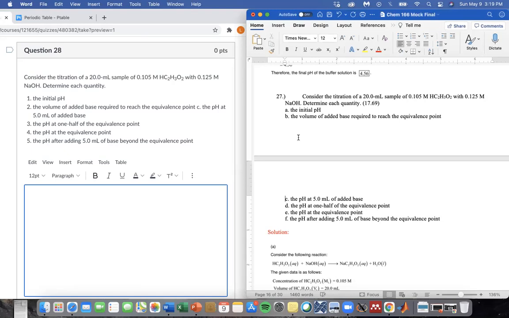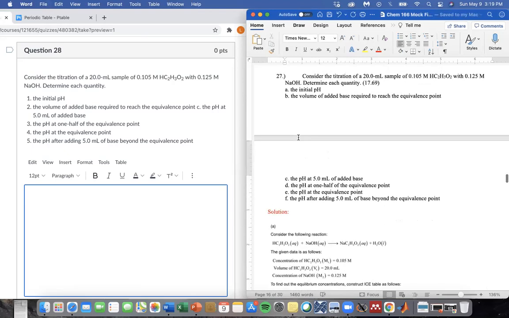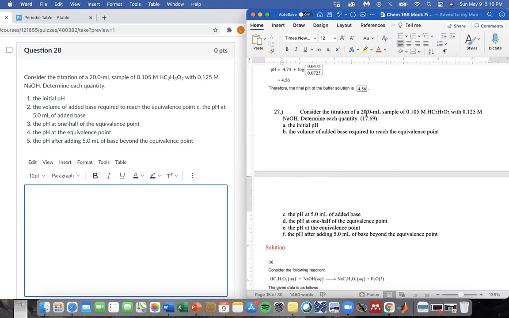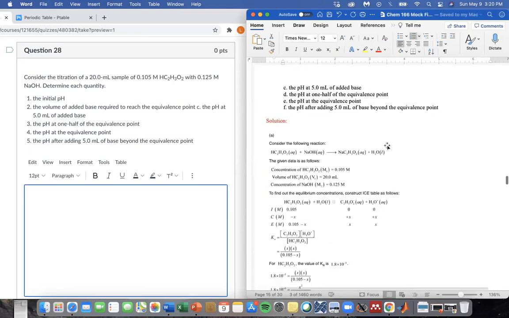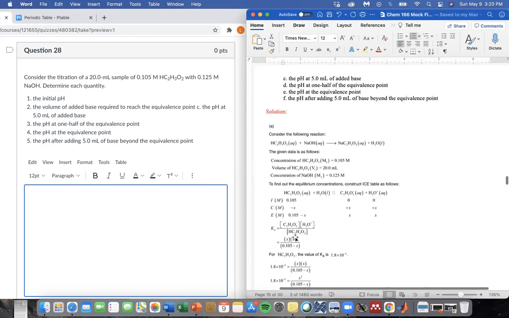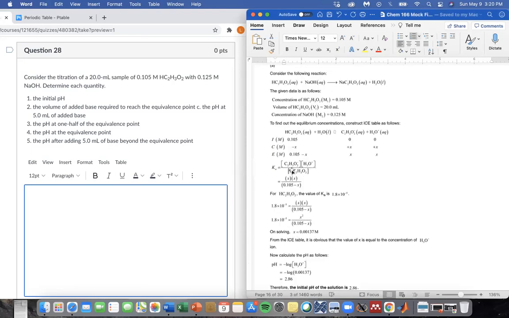And so for this one, we have a titration. So first it asks you for the initial pH, and you're given a 20 milliliter solution of 0.105 M HC2H3O2. And so that's just a weak acid calculation. So the weak acid's going to ionize here. You would produce C2H3O2 minus and H3O plus. And so that would be your X.